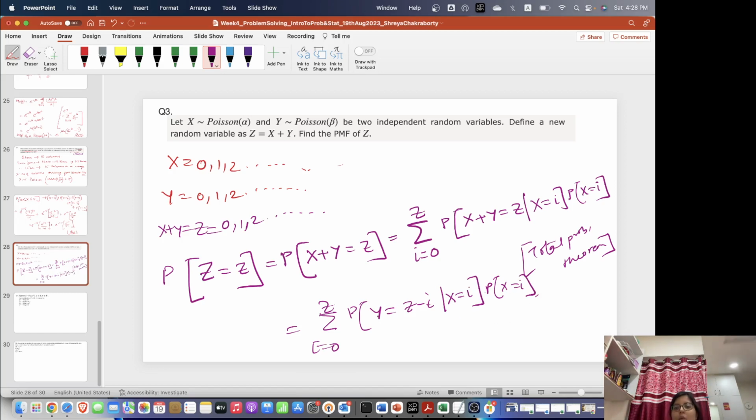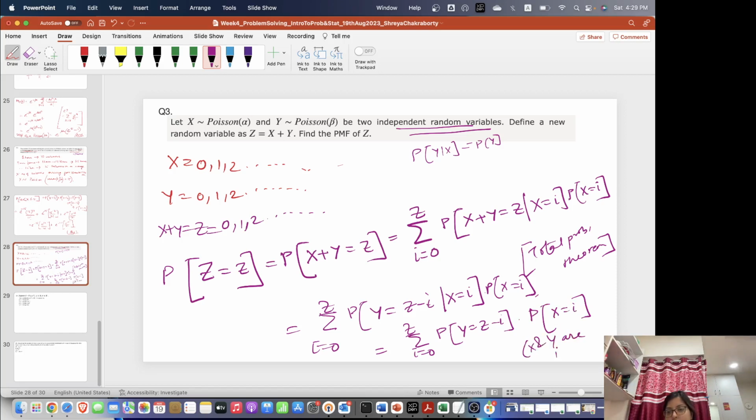Now y given x: since x and y are independent random variables, the probability of y given x equals the probability of y. It doesn't depend on what x is. So then we can write this as the summation over i equal to 0 to z of the probability that y equals z minus i, into the probability that x equals i. And why can we do this? This is because x and y are independent.